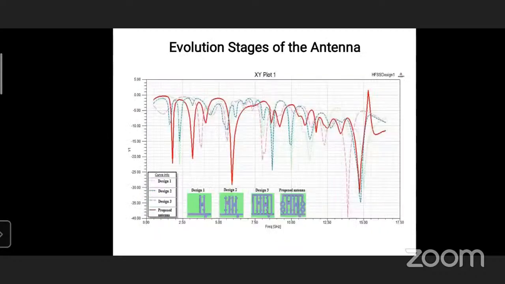This diagram depicts the evolution stages of the antenna. We started from a single H structure, then added another H structure, then an inverted U, and finally, on the fourth proposed antenna structure, we added two rings on each side of the U alphabet. We can easily see that in the proposed antenna the number of bands has increased. The number of bands in our proposed antenna is 8.